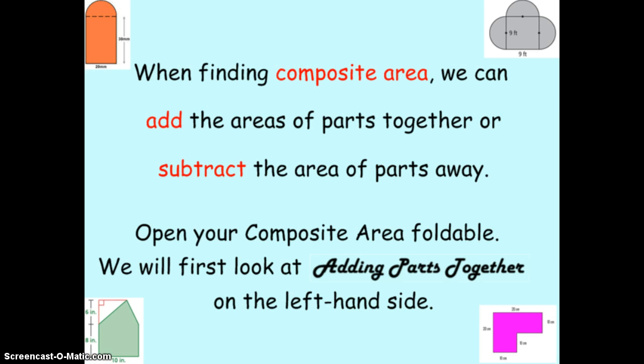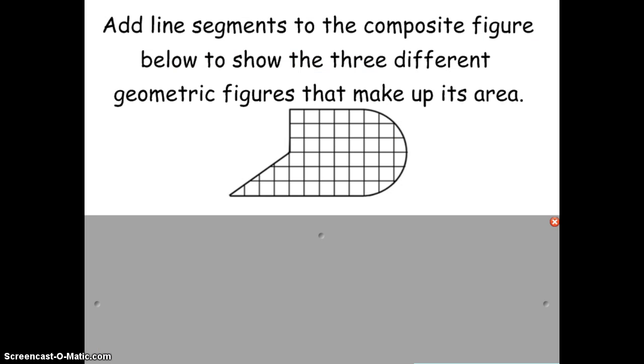When finding composite area, we can add the areas of parts together or subtract the area of parts away. So let's start with adding parts together. We want to look at this figure, and this figure is not like any that we have on our reference material for STAR. So we want to take line segments and break up our composite figure in order to find the area.